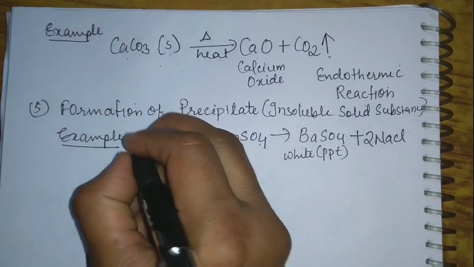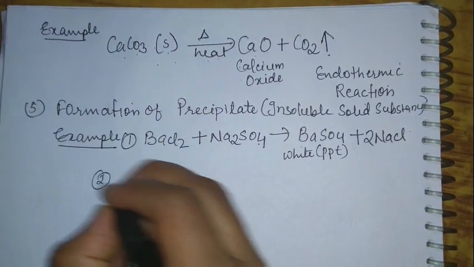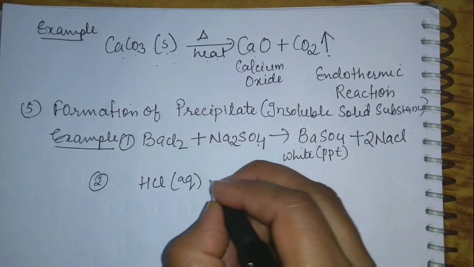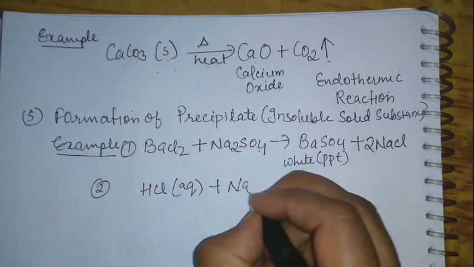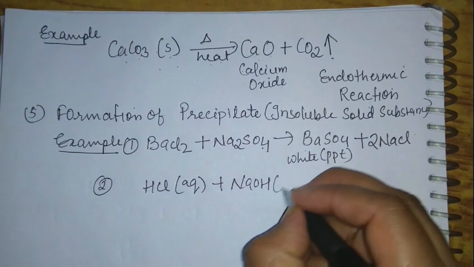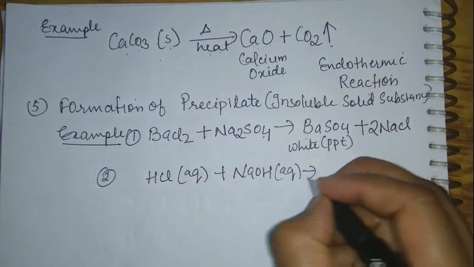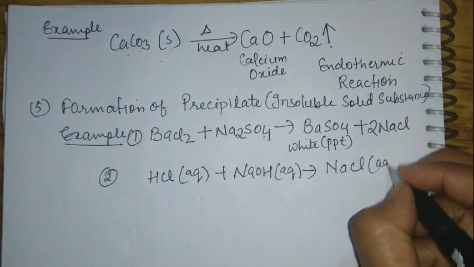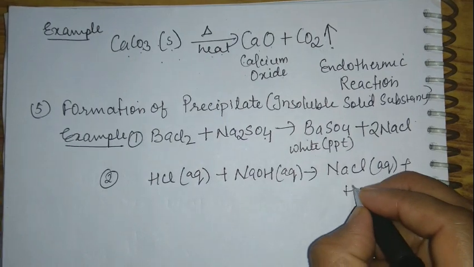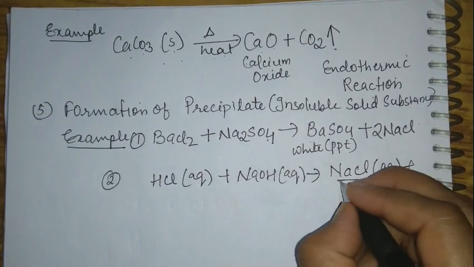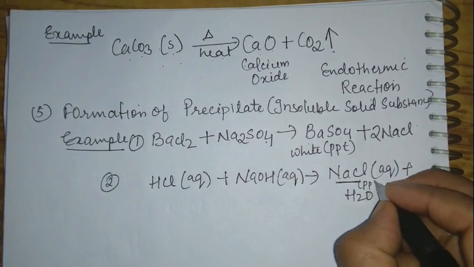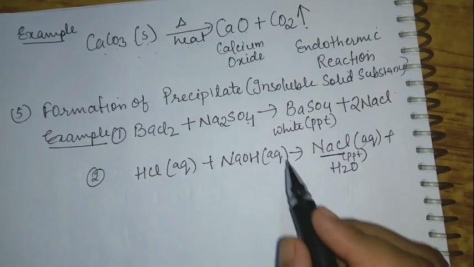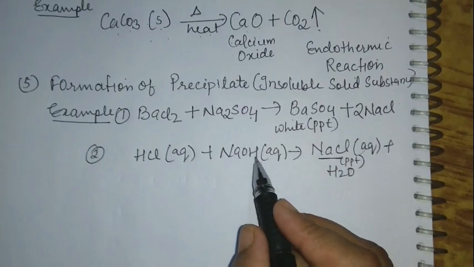One more example मैं आपको देती हूँ, that is HCl in the aqueous form when react with NaOH, also in the aqueous form, it gives NaCl plus H2O, and this NaCl is also a insoluble solid here in this case. So इसको भी आप एक chemical reaction बोल सकते हैं और ये chemical reaction.